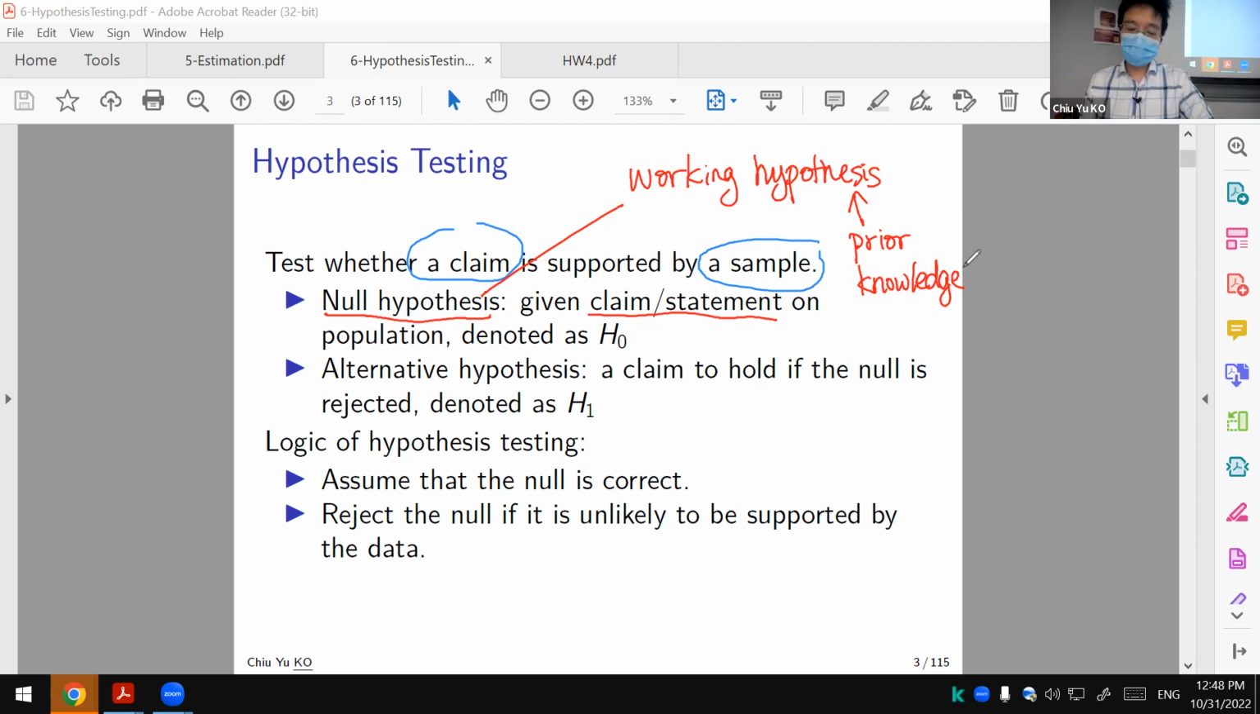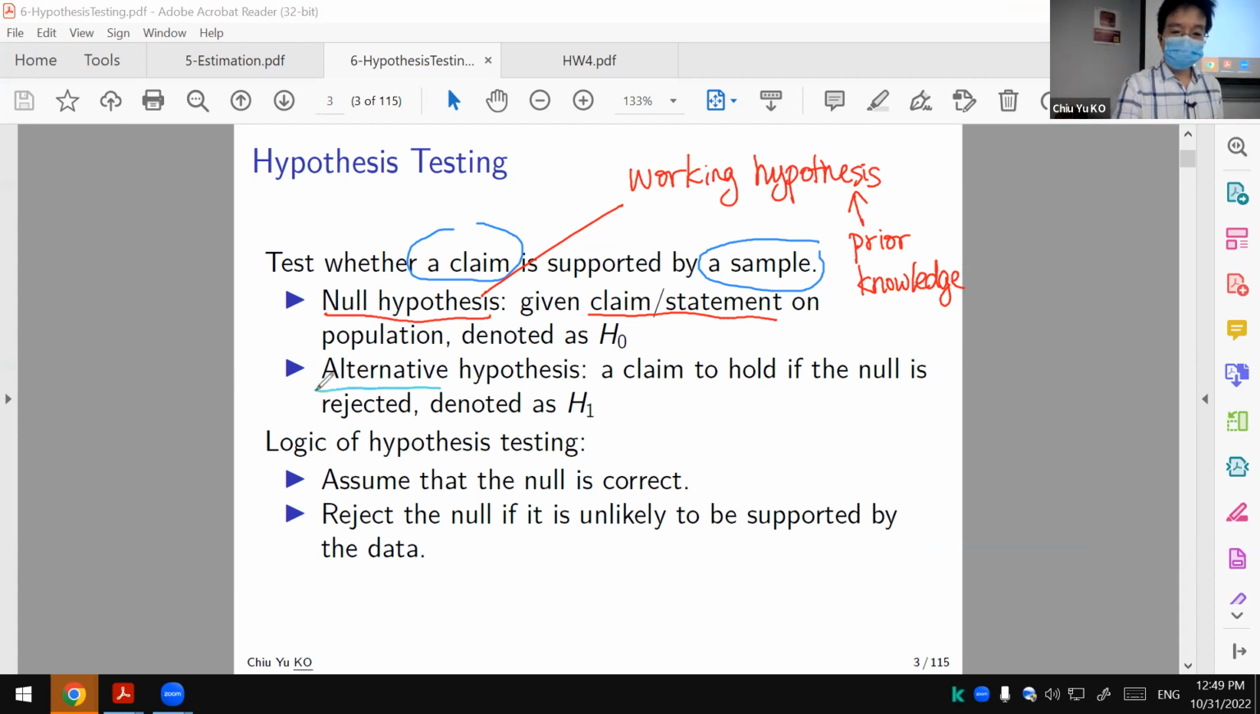And just like in the common law system, like in Hong Kong or the US, at the beginning you are assumed to be innocent. It's innocent until proven guilty beyond reasonable doubt. So that would be the null hypothesis. It's something you would be happy to keep if the evidence doesn't reject it. It comes from history, prior knowledge, or we give it the benefit of the doubt. So that is the null hypothesis.